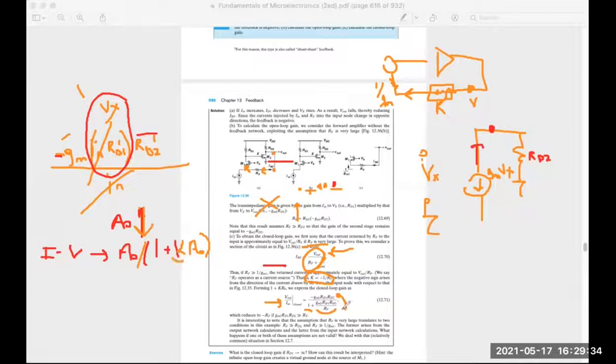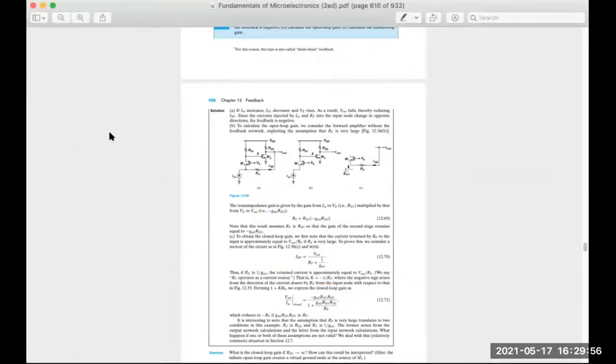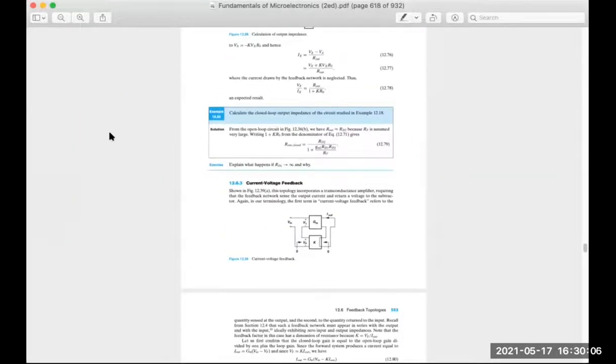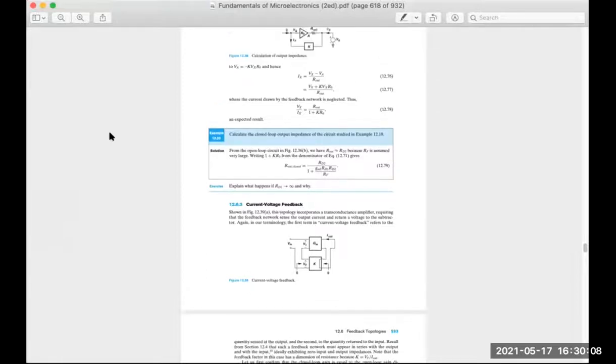Putting into the equation without really solving the circuit in details, just solving the feedback factor and the A0, you can solve the closed loop gain. Var mı sorunuz? Benim yok hocam. Okay, süper.